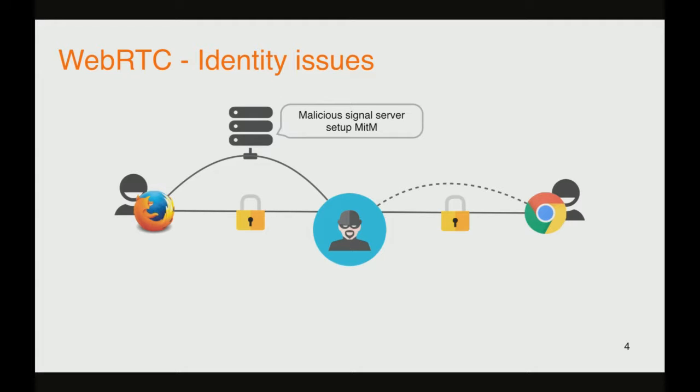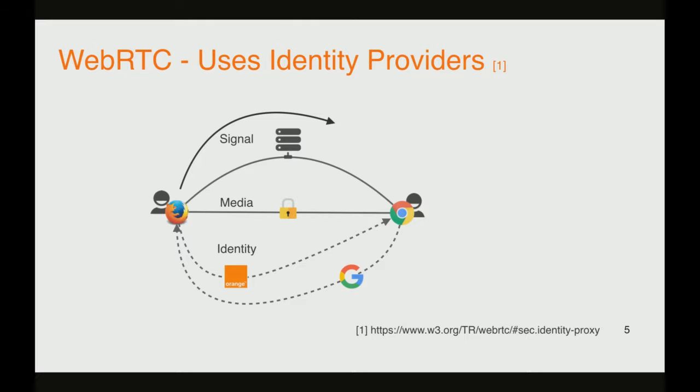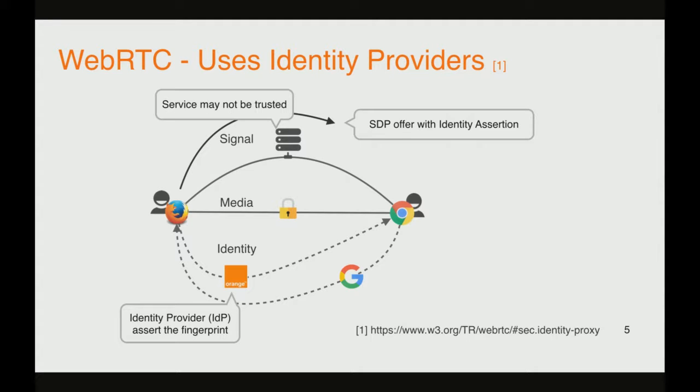So like explained yesterday, in WebRTC, the signaling goes through a signaling server, and the signaling server can set up a man-in-the-middle attack. So to solve that, WebRTC proposed to use identity providers in the signaling loop to solve the issue of untrusted service. The idea is to add an identity assertion in the session description protocol offers that will assert the fingerprint of the user. So they can be both authenticated without trusting the signaling servers.